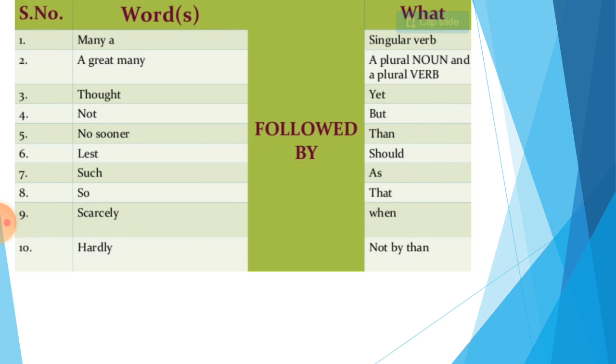Okay, here words: many a followed by a singular verb, and a great many followed by a plural noun and a plural verb. Though must be followed by yet. Not only, but also; no sooner, than; lest, should; such followed by as; so followed by that; scarcely followed by when; hardly followed by when, not by than.